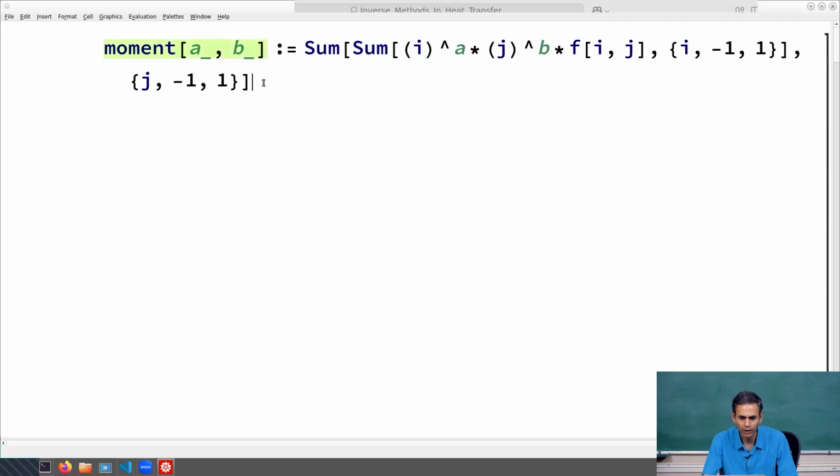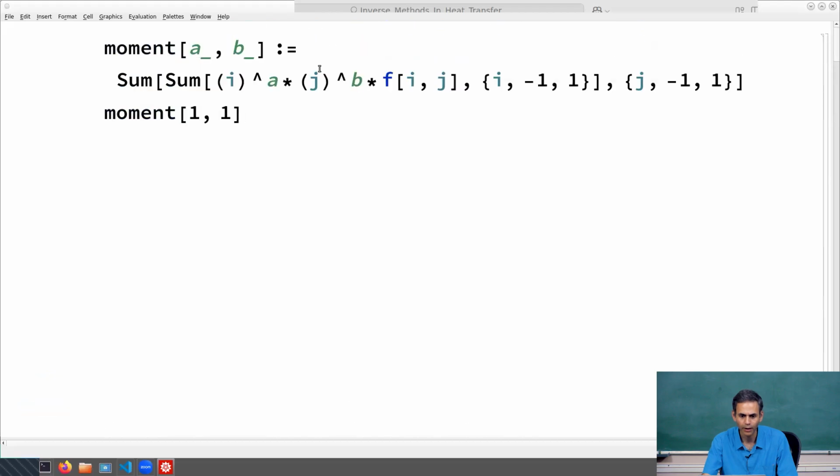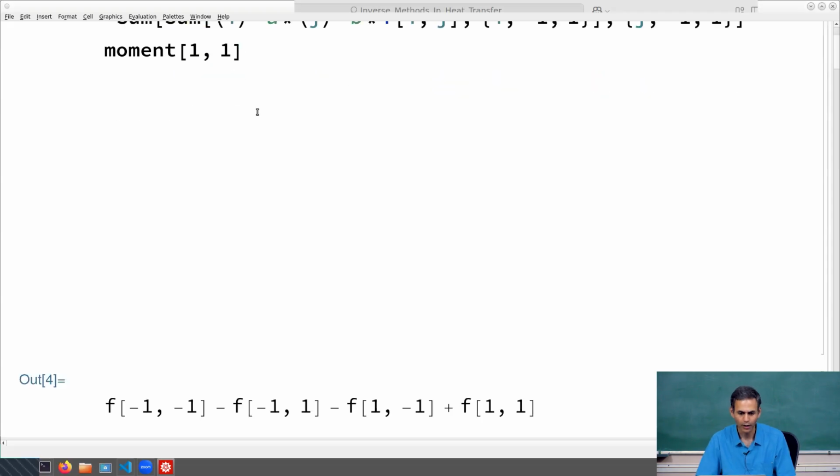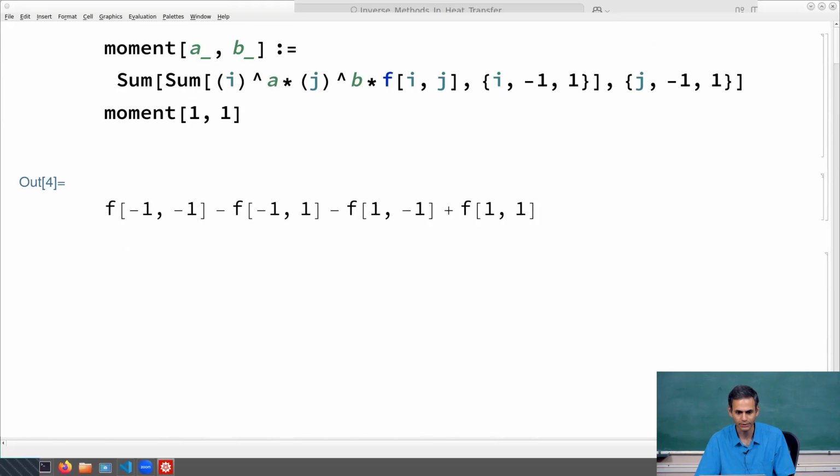Then I would like to calculate what is moment of 1, 1. So I am substituting for a_ and b_. a_ basically refers to the a I have used, and b_ refers to b. Whatever you pass as arguments are going to be used here. So moment 1 1 has printed out f of -1 -1 minus f of -1 1 and so on. You have 4 values printed out.